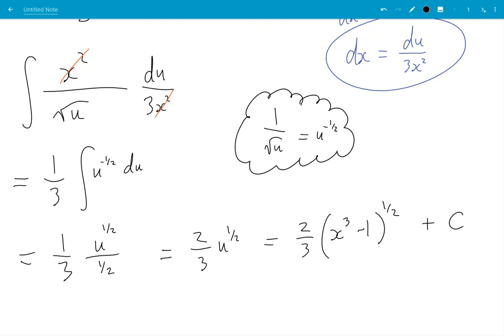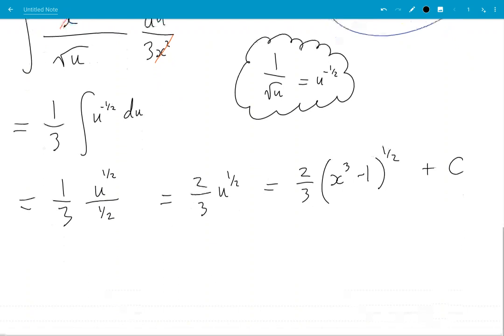I believe that's correct. Let's just double check my notes. Yes. Okay, you'll notice I use the half. If you want to make this a square root, that's okay. Or you can leave it as a half. Does not bother me.